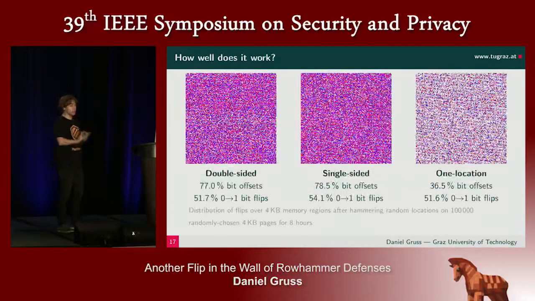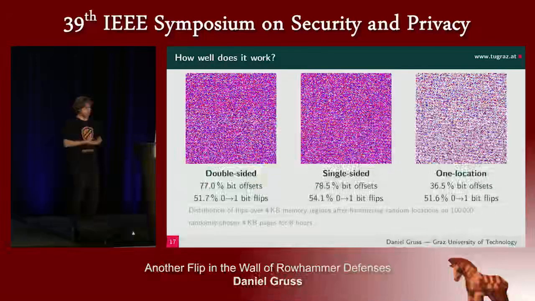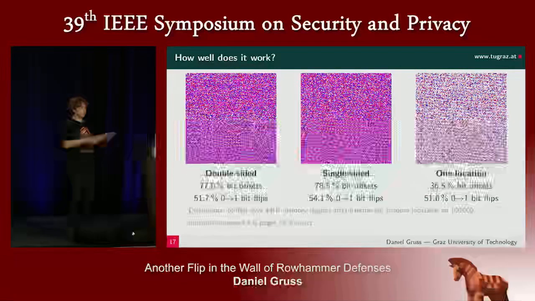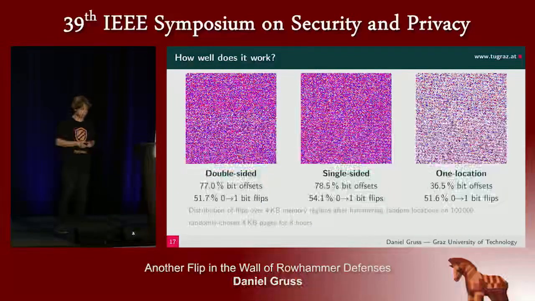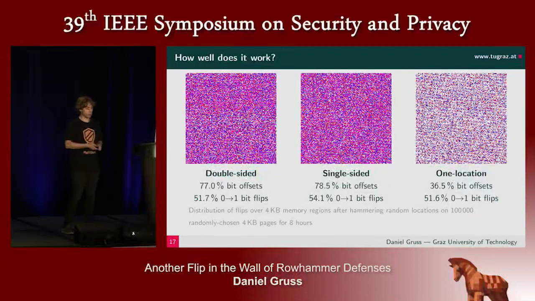If we look at the bit flip distribution on a 4 kilobyte page, you can see that most of the bit offsets are covered. So we ran this test only for 8 hours, but basically you can reach any bit offset on a 4 kilobyte page with double-sided or single-sided hammering. With one location hammering, the number of bit flips is just lower. That's why we only have 36% of the bit offsets covered after 8 hours. The distribution of 0 to 1 flips and 1 to 0 flips is approximately the same for all methods.